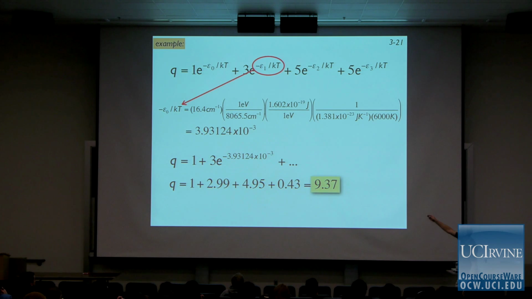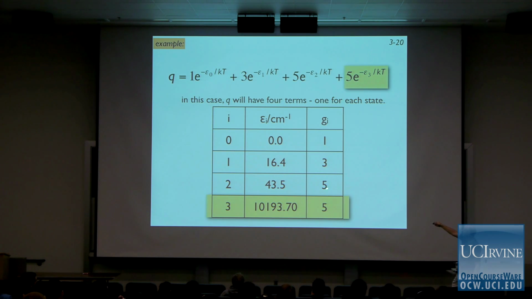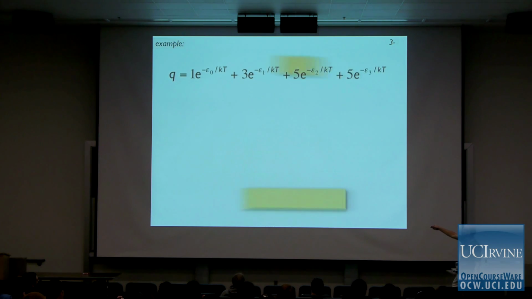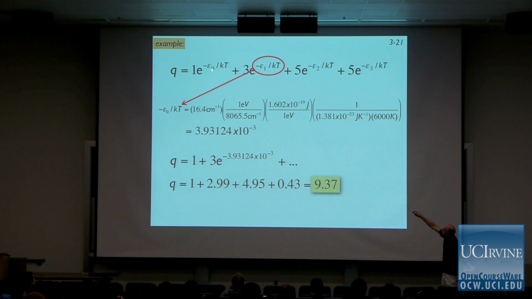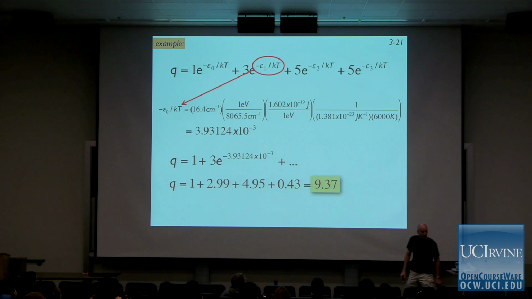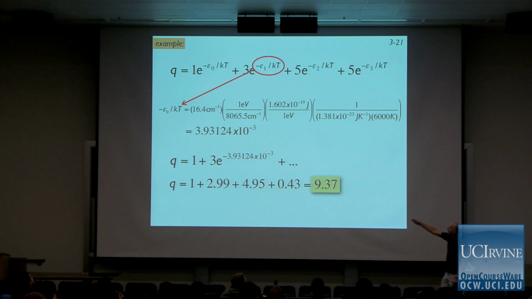Okay, how do we calculate them? Here are the 4 terms. The first number here is the degeneracy of each state. Non-degenerate, triply degenerate, 5-fold, 5-fold. 1, 3, 5, 5. Then we've got the exponential. That contains a different energy for each state. That's the energy of the state. So for this guy, the energy of that first state is at 16.4 wave numbers. Pretty low, unbelievably low.